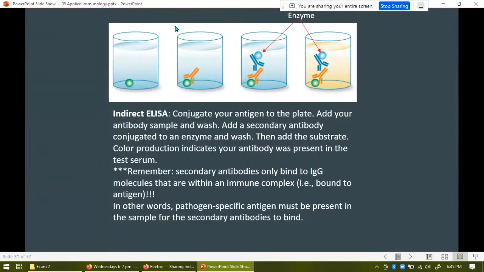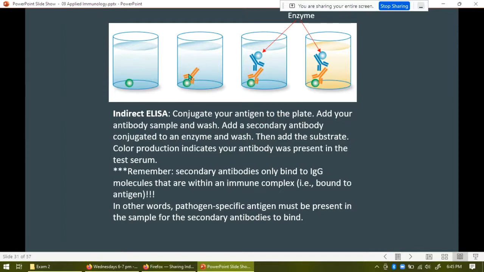There's also the indirect ELISA, and in this case, you have a secondary antibody. This one's actually more common than the direct because not everyone wants to spend their days conjugating enzymes to antibodies. So in the indirect ELISA, you conjugate your antigen to the plate. So you coat your plate with antigen. Then you add your antibody sample and you wash out any excess antibodies that are not bound to the antigen. So all of the non-target antibodies that you don't care about are washed out. Anything else that's floating around in the serum that you don't care about is washed out.